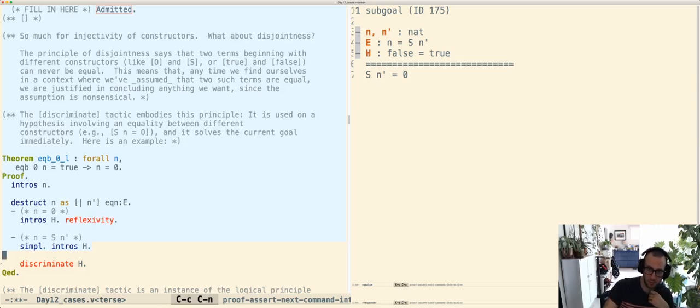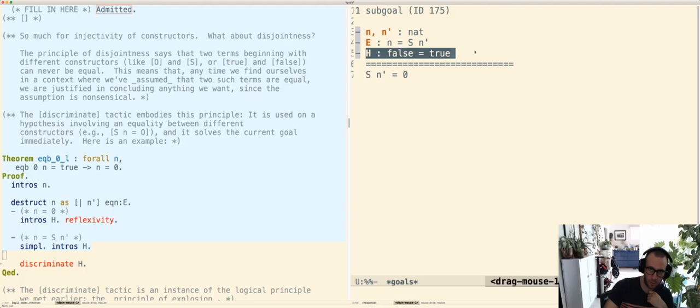In a world where false is equal to true, we have to show S of n prime is equal to 0. Okay, this seems like a thing that's hard to prove, right? Intuitively, this should not be a thing that we can prove. But look at our assumption. We've assumed that the Boolean false is equal to the Boolean true. By the same token, that shouldn't be true.